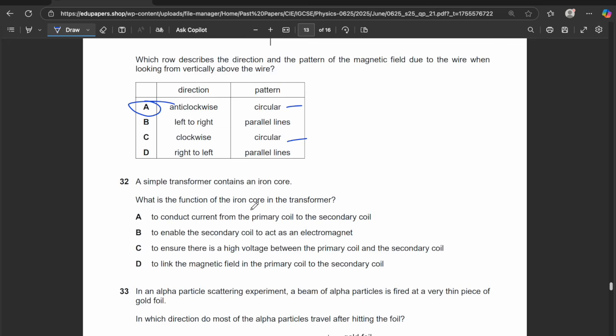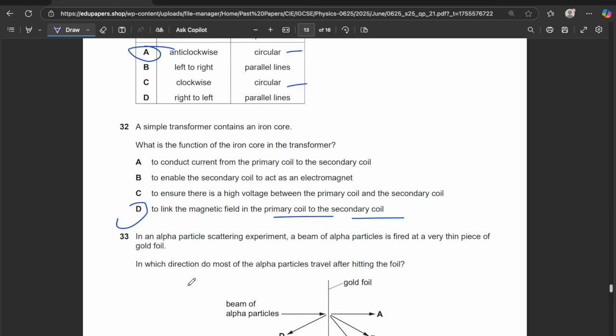To enable the secondary coil to act as an electromagnet. Well, the iron itself will become an electromagnet, so not necessarily. C. To ensure that there is a high voltage between primary coil and secondary coil. Again, it is about strengthening the magnetic field to be transferred to secondary coil, so that there is induced current. So, which means it is for linking the primary coil to the secondary coil. So it will be D.